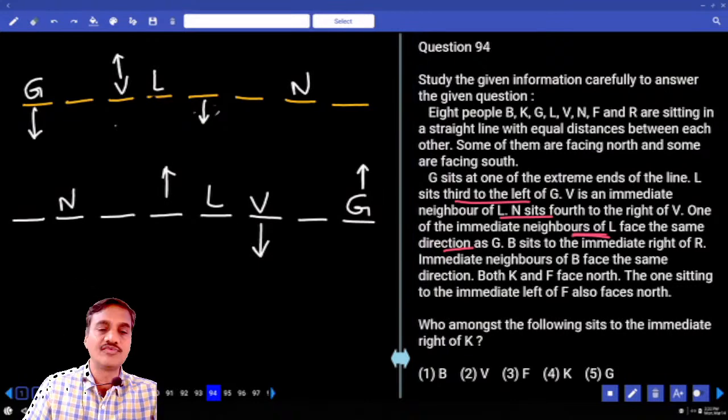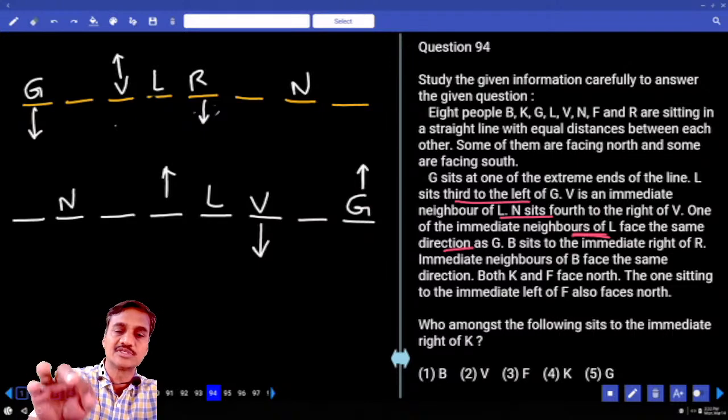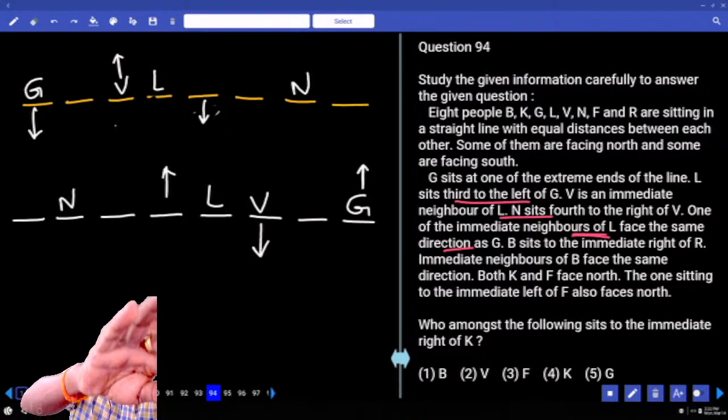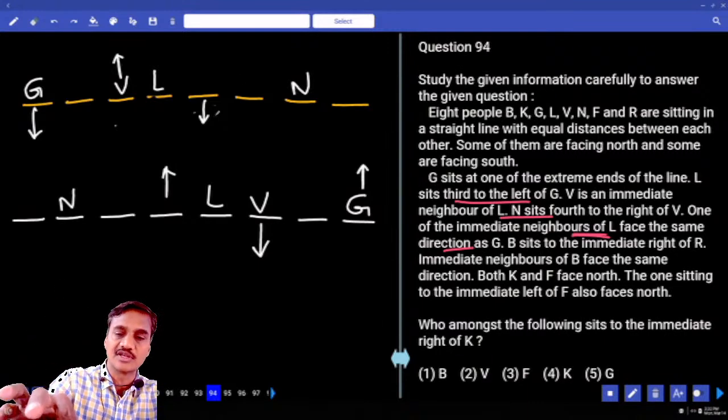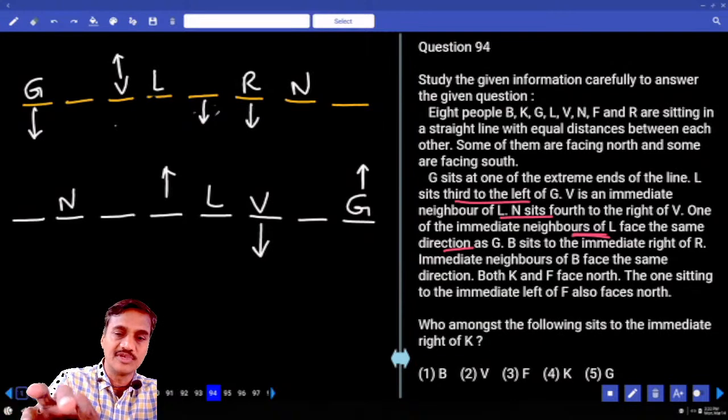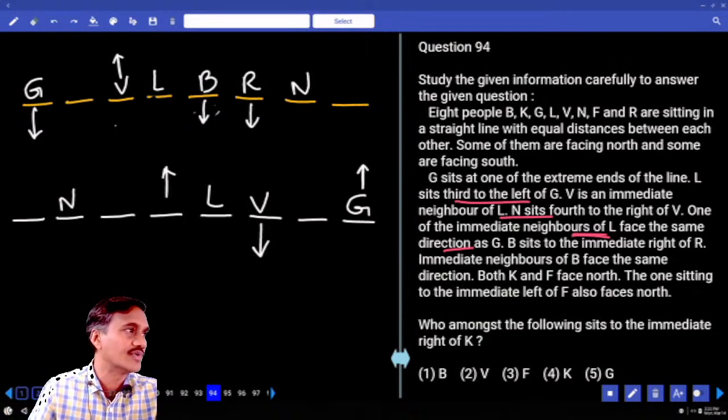That means B and R must be together. B is to the immediate right of R. Can you take R at this place? If R is here, then R is facing towards south, and B and L must be in the same place. Not possible. Hence R cannot be at this place. If R cannot be here, where should R be? R is here. Then R is facing towards south, B will be here. B sits to the immediate right of R.